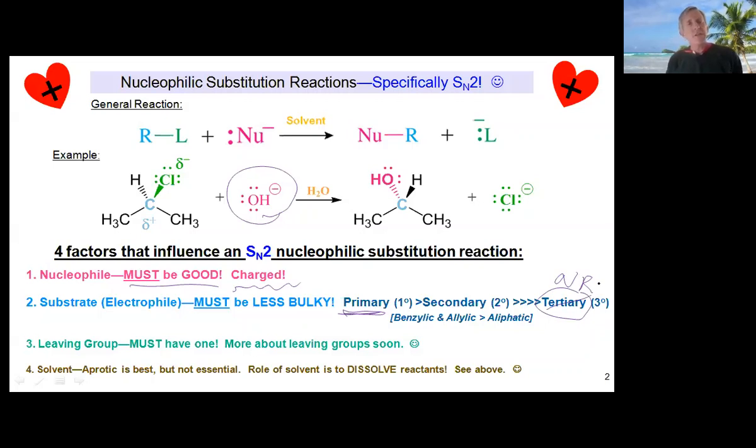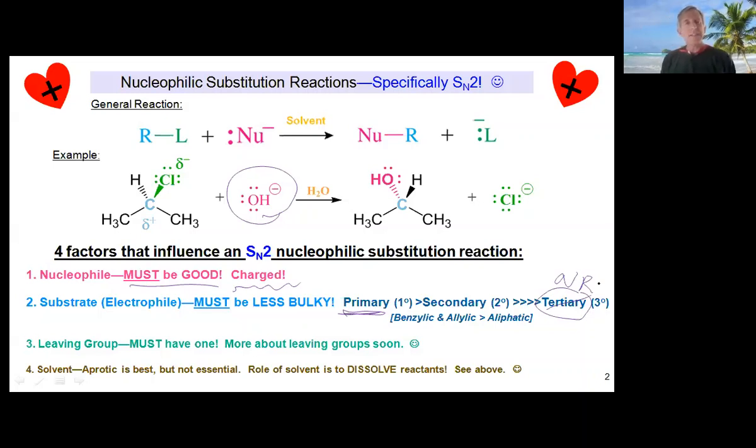So every time you look at a reaction, you're going to want to call it by its first name for the substrate. Is it a primary, secondary, or tertiary? And its last name, benzylic, allylic, or aliphatic. And you need both of these to have a really good SN2 reaction. They both matter in the rate law for SN2. We'll be looking at leaving groups in the next lecture.